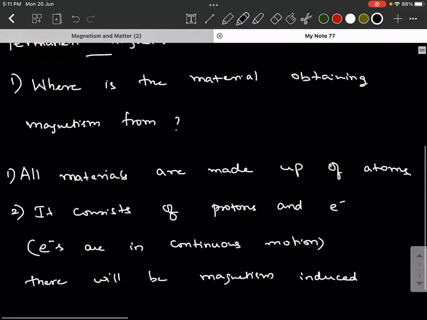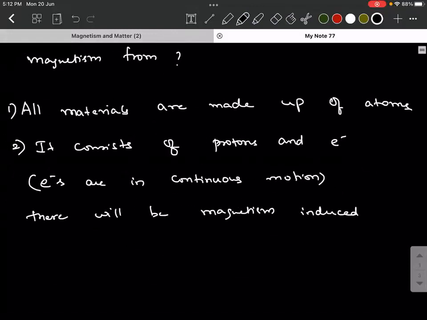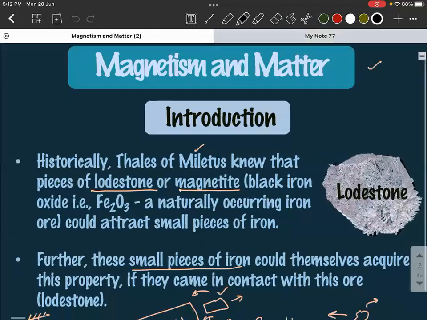It's not a question, actually, I asked it. So where is the material obtaining magnetism? Okay. So because of all these properties, we can say magnetism is induced in a given material. Okay. Now let's see what is going to be the value of magnetic field generated due to magnetism.